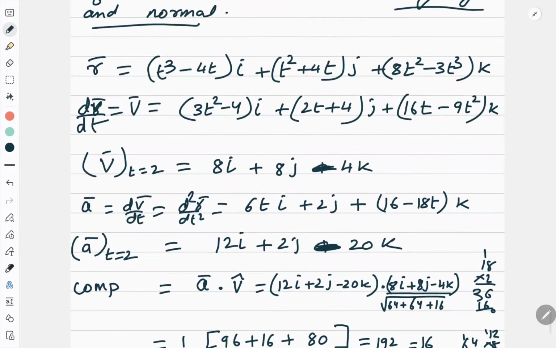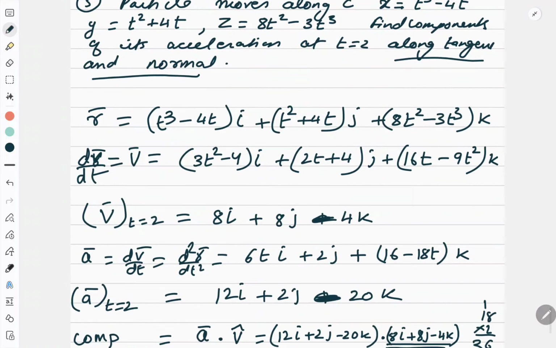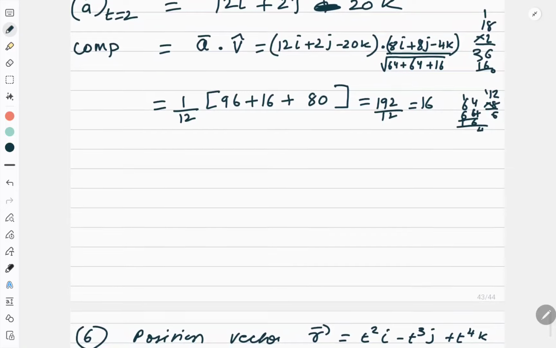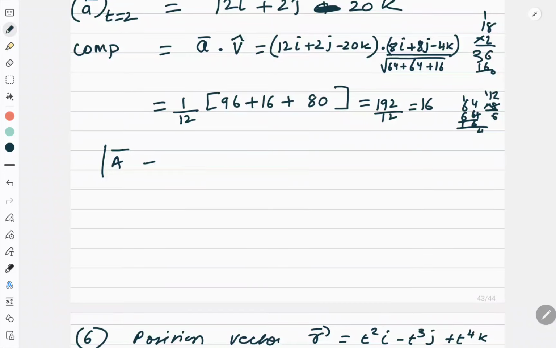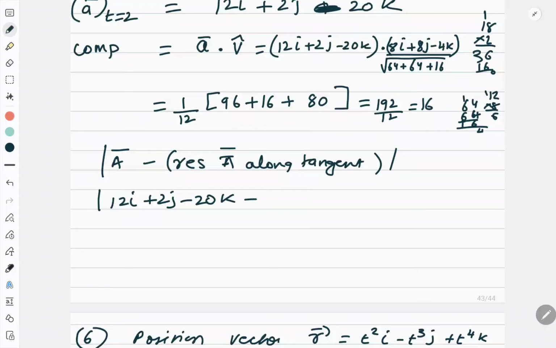Now the second part of this question is in the direction of normal. And I told you for the normal, what is the formula? The formula is a vector minus resolved part of a along tangent. Okay. So what is a? A is our acceleration only. So 12i plus 2j minus 20k minus. Now what is this thing? Resolved part along the tangent.